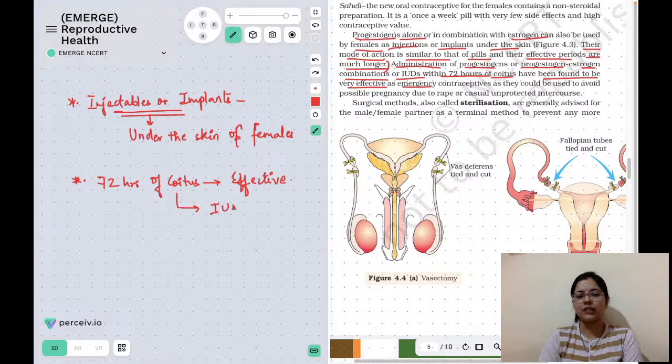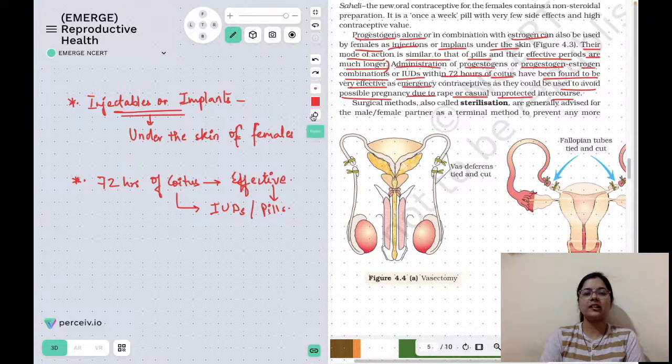Either IUDs or you can say the pills. These are effective only within 72 hours of coitus, as they could avoid the possible pregnancy due to rape or casual unprotected intercourse. ठीक है, तो ये हो जाएगा.